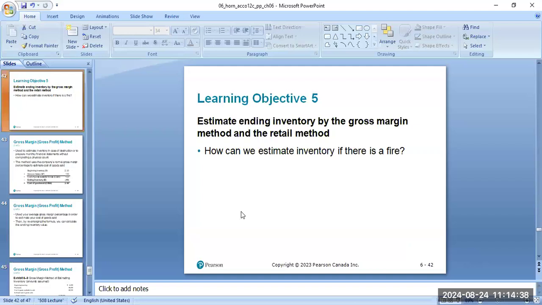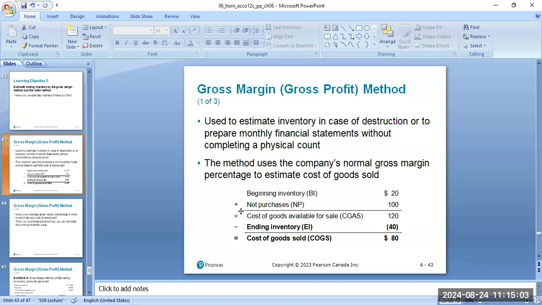The last thing here, the last objective, I believe, is how to calculate the ending inventory using the gross margin method and using the retail method. For example, what are we going to do if our inventory was destroyed in a fire? How can we estimate the inventory? First option is to use the gross margin method. What does that mean? We're going to estimate the inventory in case of destruction, or to prepare monthly financial statements without completing a physical count.